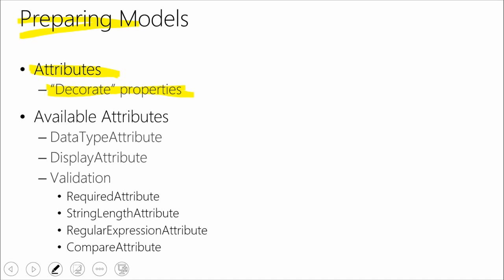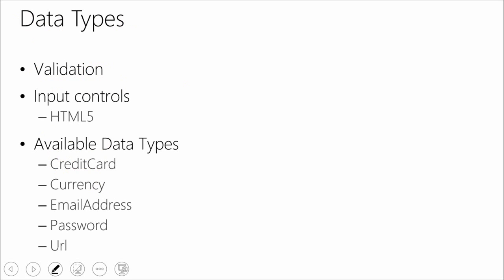So you'll notice, for example, that we're going to have the data type attribute, where we can go in and say, hey, look, this is a number, or hey, look, this is an email address. We've got display attributes. So if we want to maybe change the name that's going to be used to display, then we can do that with a display attribute. And then you'll also notice that we have a whole host of different validation attributes that are available to us as well. Things like string length, regular expression, whether or not something's required, etc.